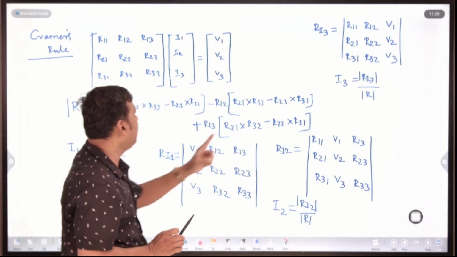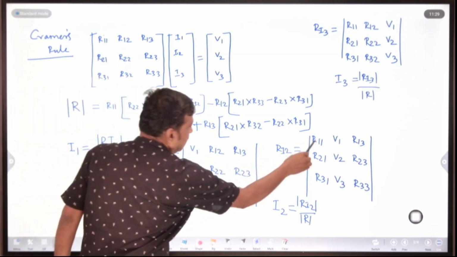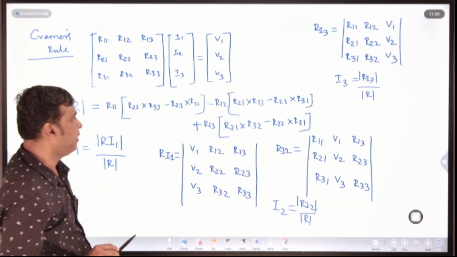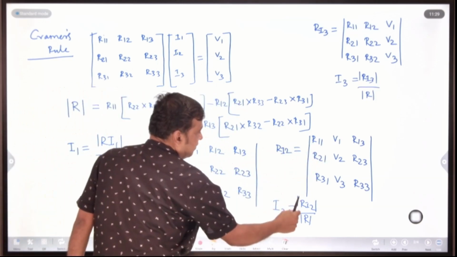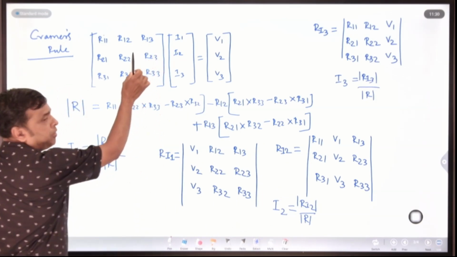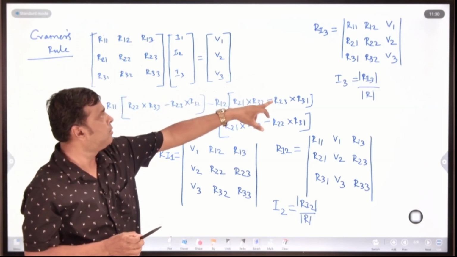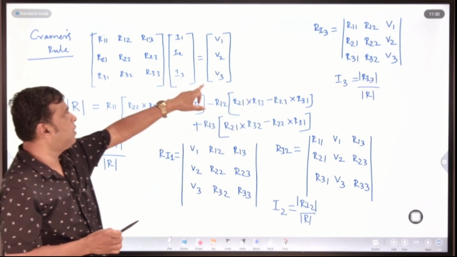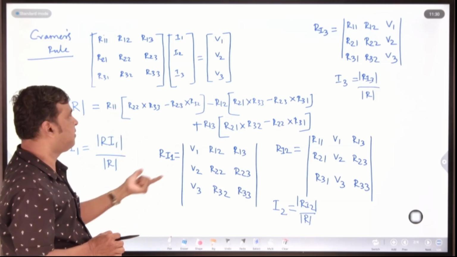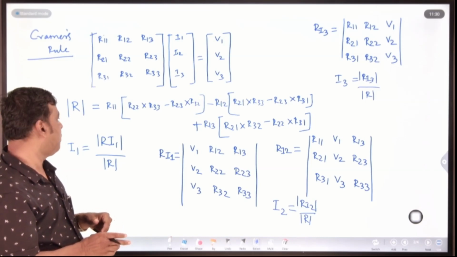Similarly R I2. For I2, you close column 2, keep the left side, column 1, and put the column V1, V2, V3, then the third column. The value of this divided by the resistance determinant gives I2. Similarly for I3, you close the third column; the left side has 2 columns, R11 to R31 and R12 to R32, then V1, V2, V3. In this way you find R I3, and dividing by the resistance determinant, you get the value of I3. In this way we can calculate I1, I2, I3.